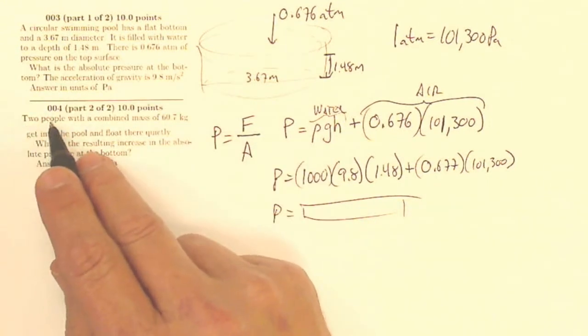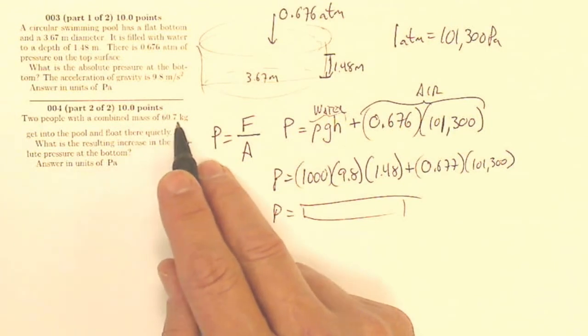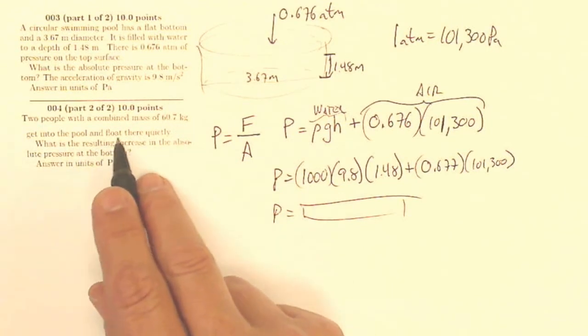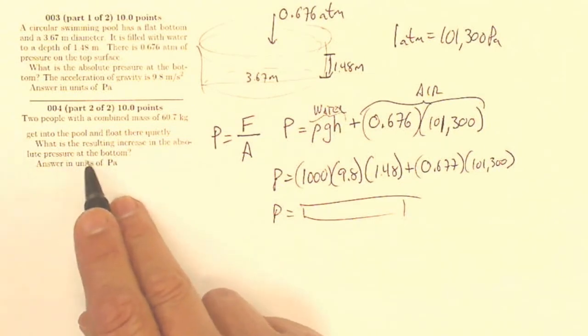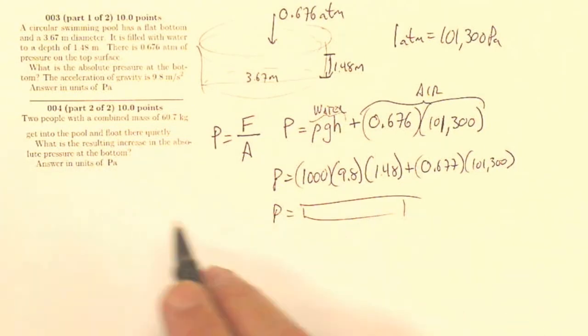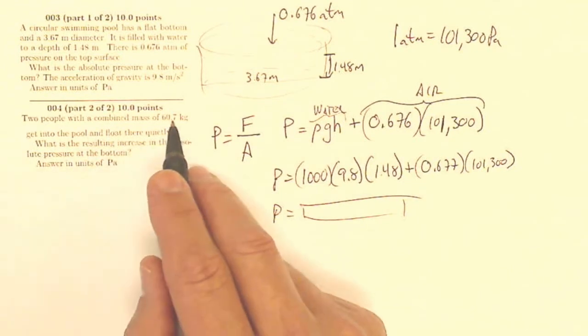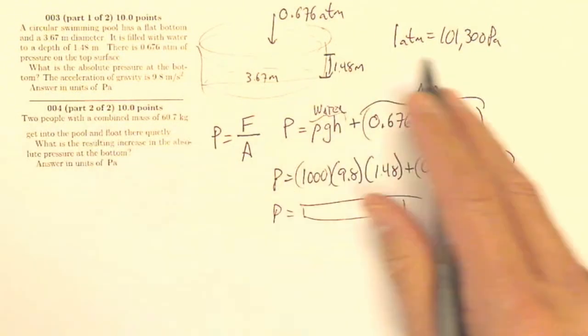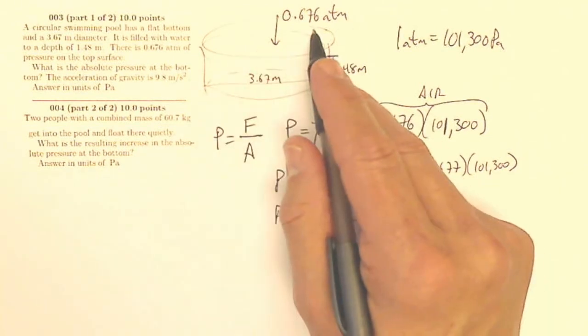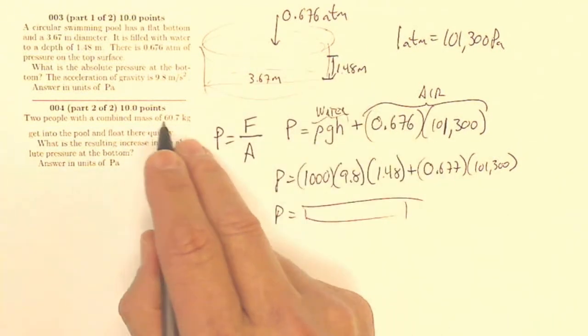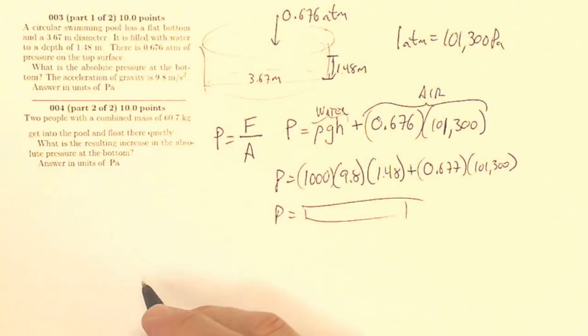Number 4 says 2 people with a combined mass of 60.7 kilograms get into the pool and float there quietly. What is the resulting increase in the absolute pressure at the bottom? Well, this is a little different because now these people are not infinite, so we can't worry about how big that depth would be. But with those 2 people, they have a combined mass of 60.7 kilograms.